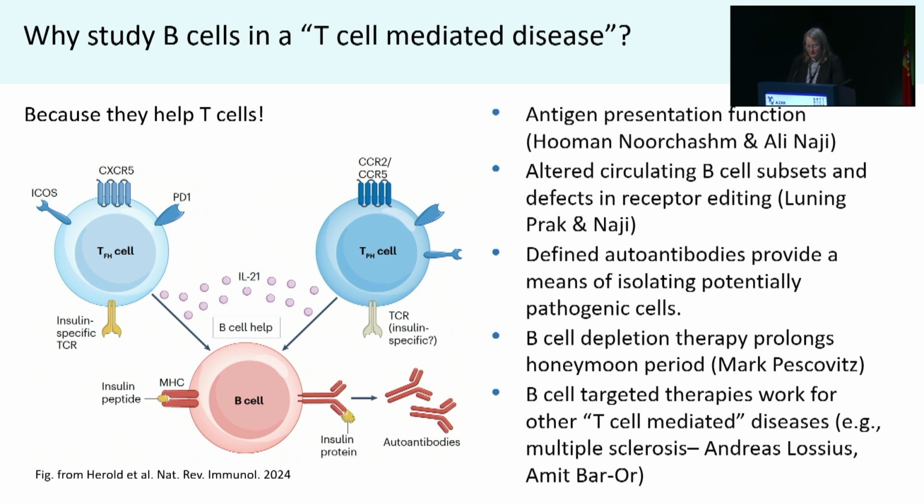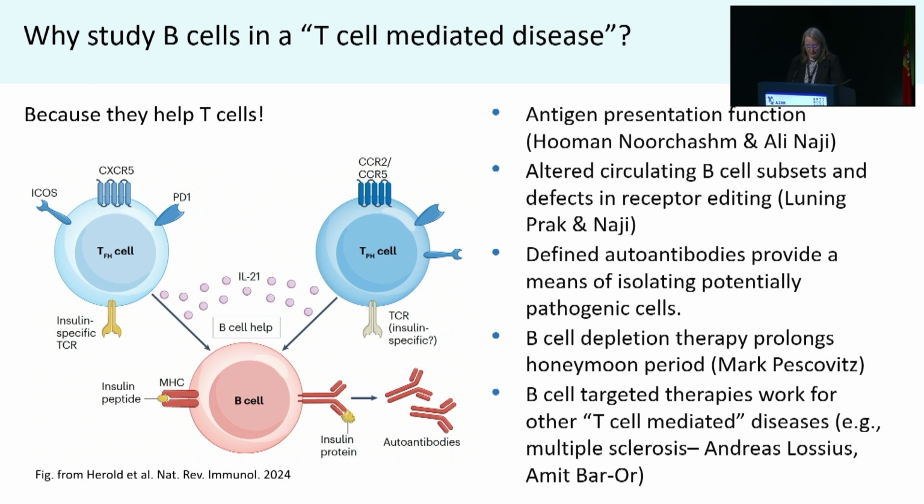We showed many years ago that people with type 1 diabetes have altered B cell subsets in their circulation, and that they also, some of them have defects in receptor editing of their antibody genes, which also point potentially to B cell involvement in the disease. There's, of course, also a literature on autoantibodies that are produced and are predictive of disease, which I'll show you in a minute.